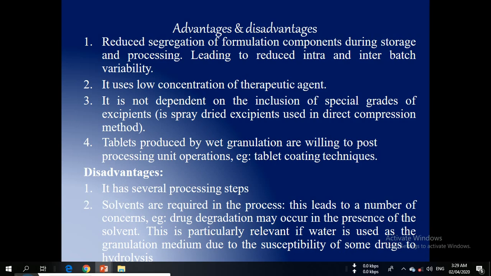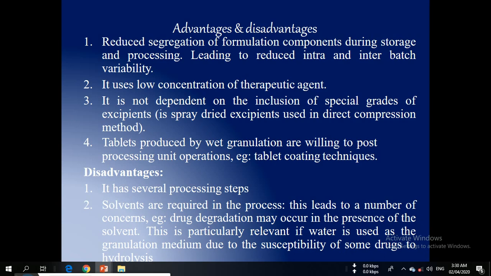The second one is that it uses a low concentration of therapeutic agents. This is an advantage of wet granulation. Third, it is not dependent on the inclusion of special grades of excipients, such as the spray dried excipients used in direct compression methods. And number 4.